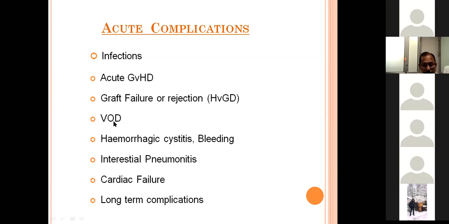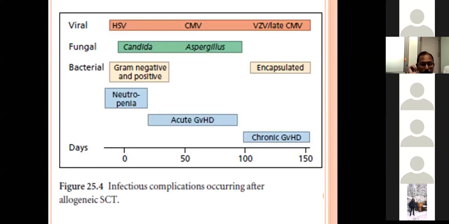VOD is veno-occlusive disease of the liver. It primarily involves the liver. It is a bad complication. These are other complications: bleeding, pneumonitis, hemorrhagic cystitis, cardiac failure, etc. They are all acute complications.